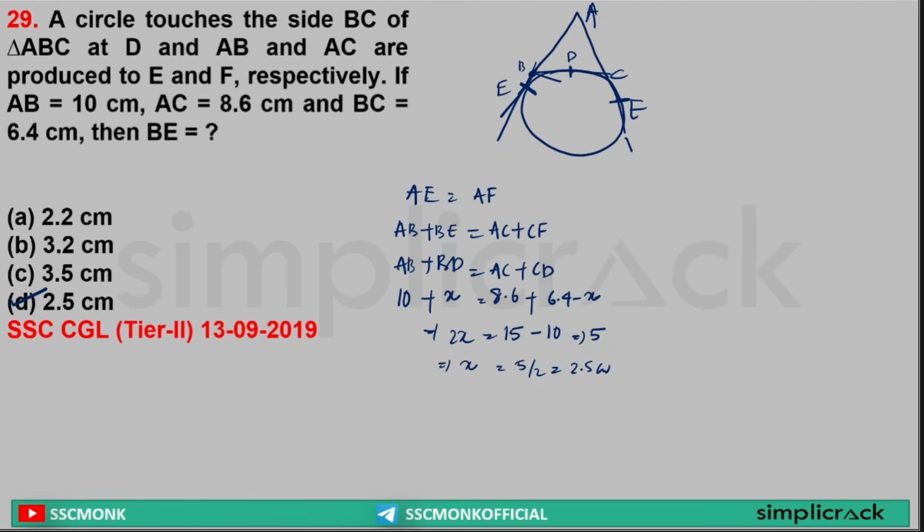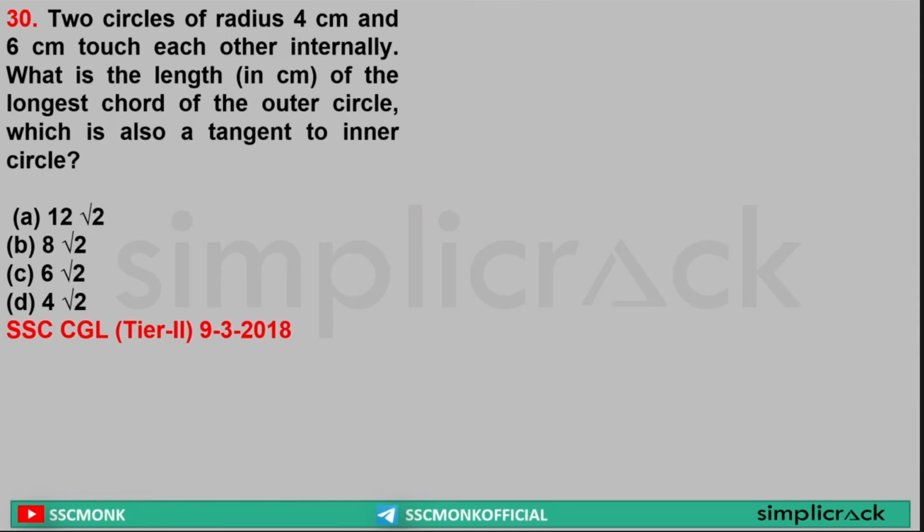Clear? So this question can be written in this format, or it can be written as the circle touching BC at D and going through E and F, or touching E and F. Clear? Next. Now this is an interesting question.